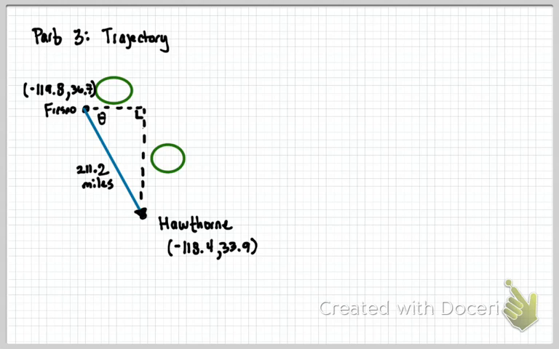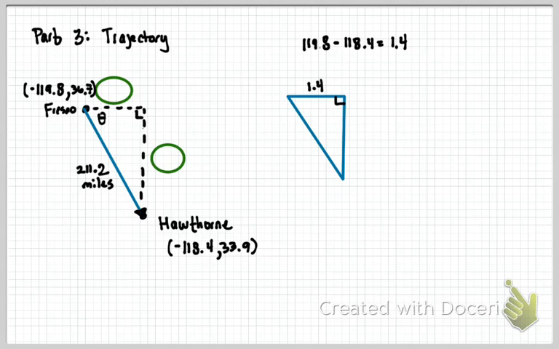So what we're going to do is draw a second triangle. We're going to call this a similar triangle, just with side lengths that are a bit smaller. So we'll still call this Fresno. Okay. Now we want to find the difference between those points. So I'm going to take the difference between 119.8 minus 118.4, and we get 1.4. So our horizontal distance is 1.4, and our vertical distance would be 36.7 minus 33.9, which gives us 2.8. That's this distance, 2.8.